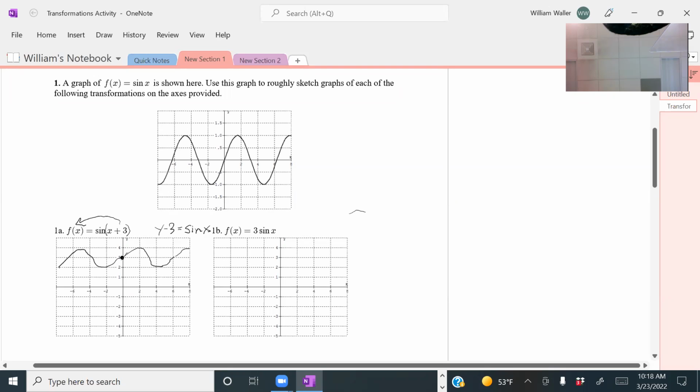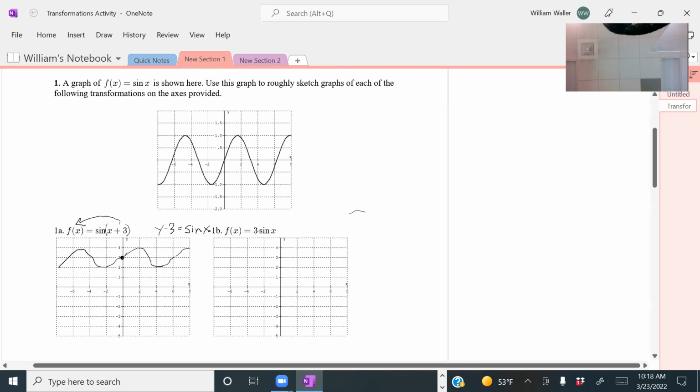In this case, which way would you be shifting? Since you're adding 3, left, right, okay? Since you're adding 3, that means you're shifting, yeah, you're shifting to the left, okay? So we would just take this whole graph and move it over to the left.